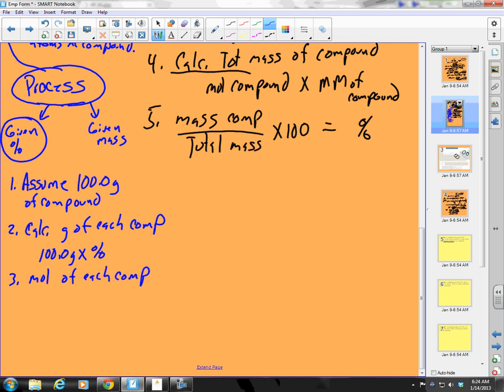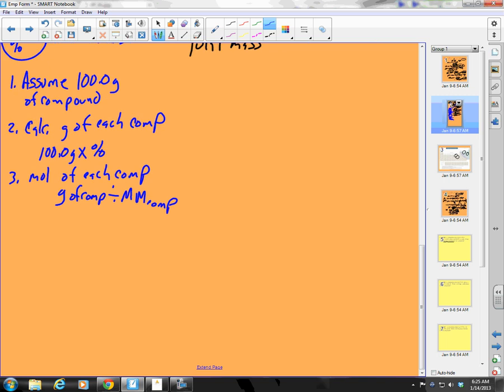And how am I going to do that? I'm going to take the grams of my component and divide by the molar mass of the component. Cool. That's easy. We're great at that. Then what do I do? Okay, I want to set up ratios. Set up ratios of what? Of moles, right?